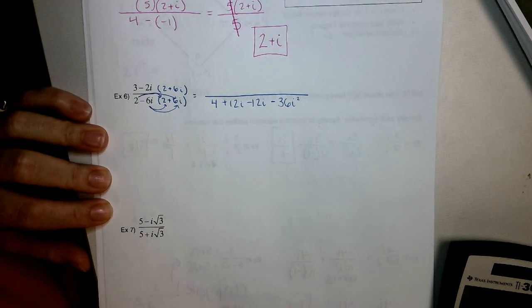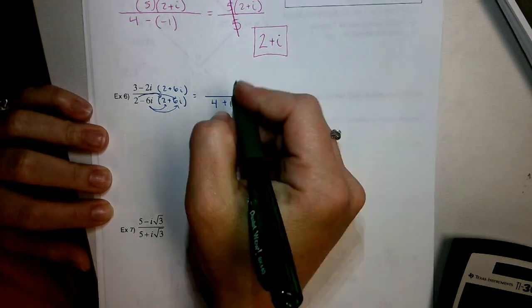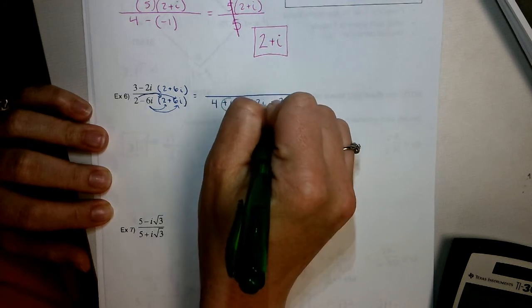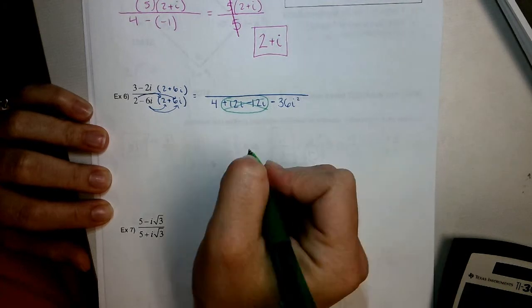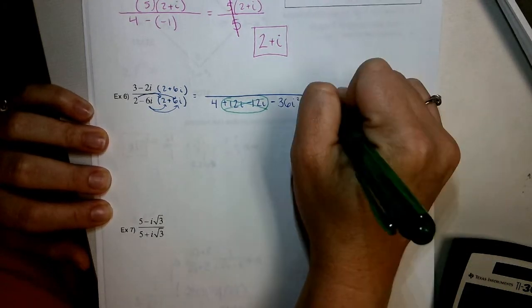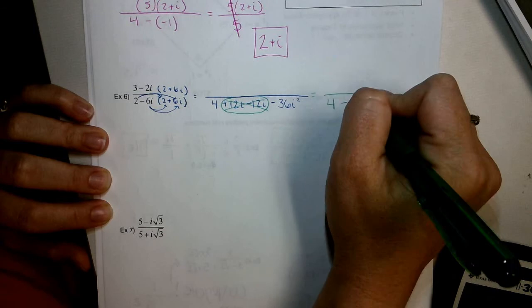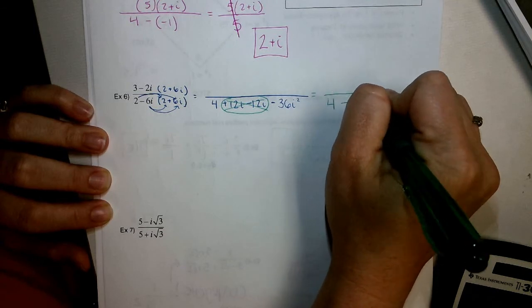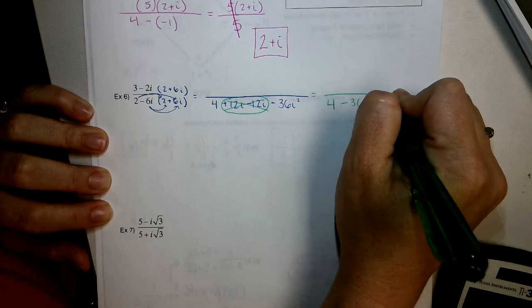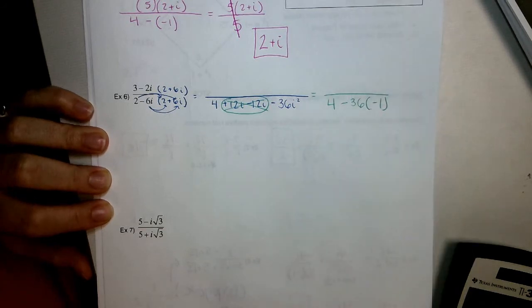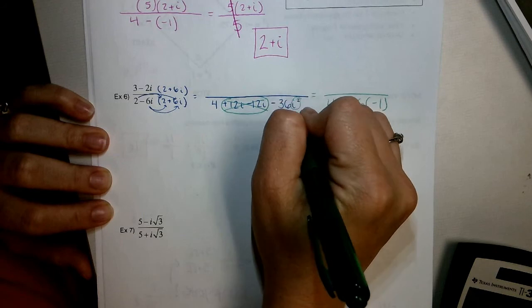Any questions with that? Well, if we did it right, our middle two terms should do what? Cancel. Do they? Yes. And I get 4 minus 36, and what does I squared equal? Negative 1. Because remember, this equals negative 1, and we're multiplying.